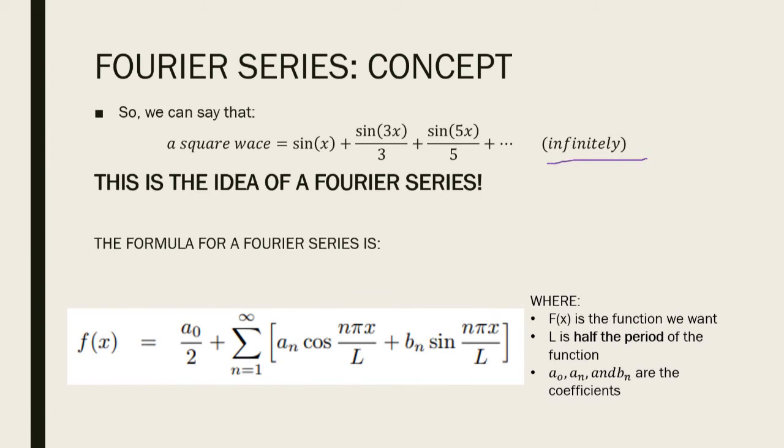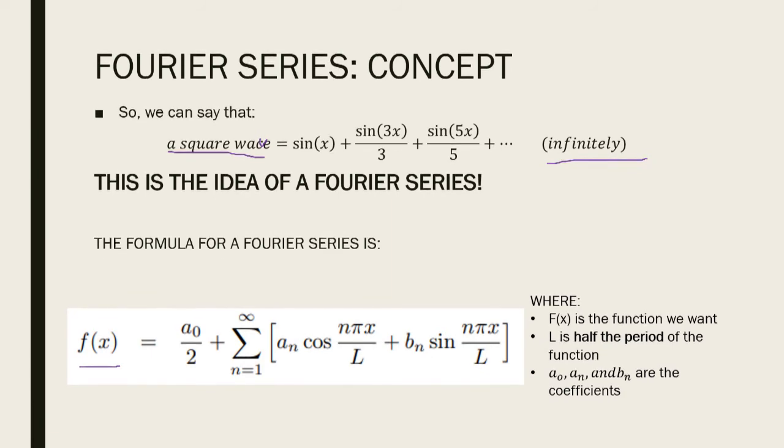So the formula for a Fourier series is given here. f of x is equal to a naught over 2 plus the summation from n equals 1 to infinity of a sub n cosine n pi x over L plus b sub n sine n pi x over L. Where f of x is the function we want. In our case earlier, f of x is the square wave. L is half the period of the function.